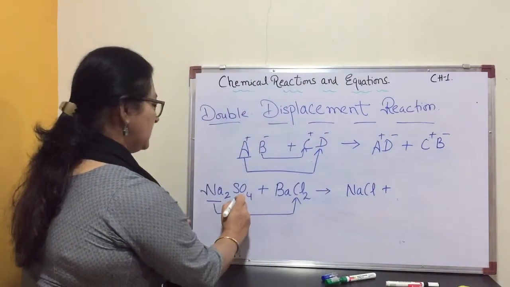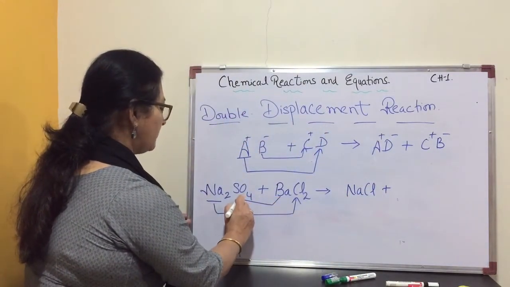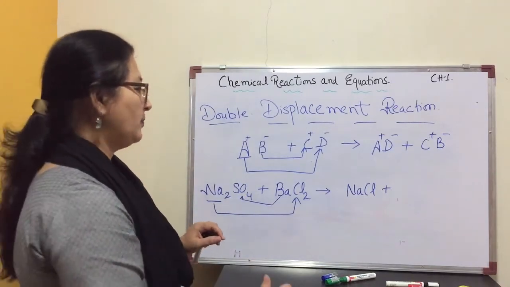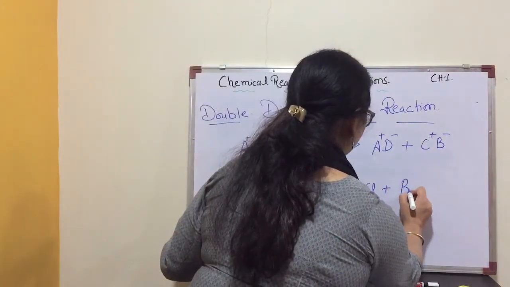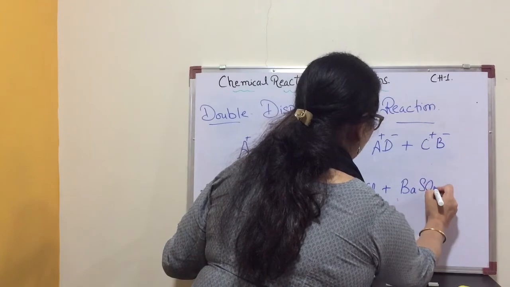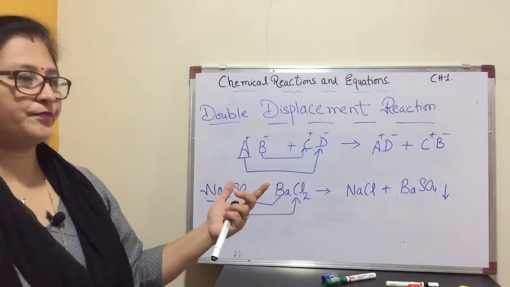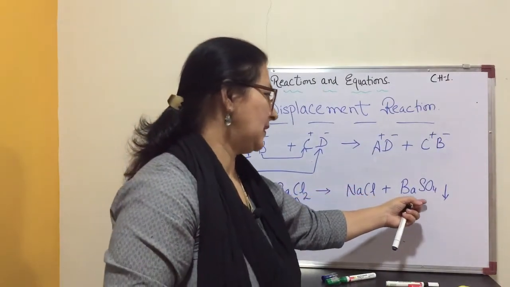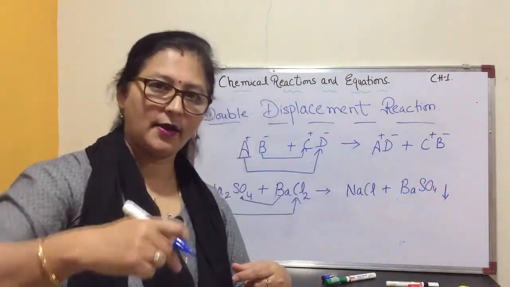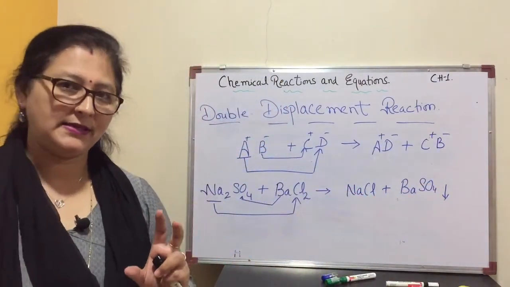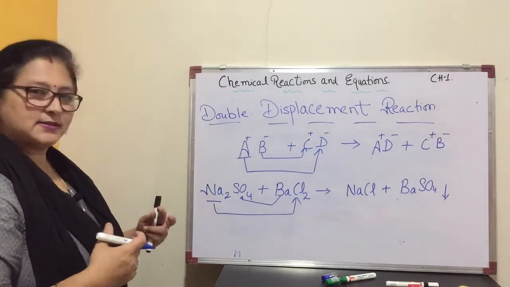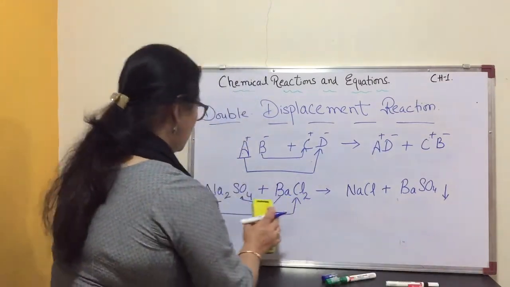And barium will now associate with sulfate. So BaSO4. BaSO4 will form a precipitate. We either show a precipitate with a downward arrow, or you can just write PPT. So both cases are okay. Let me write this.